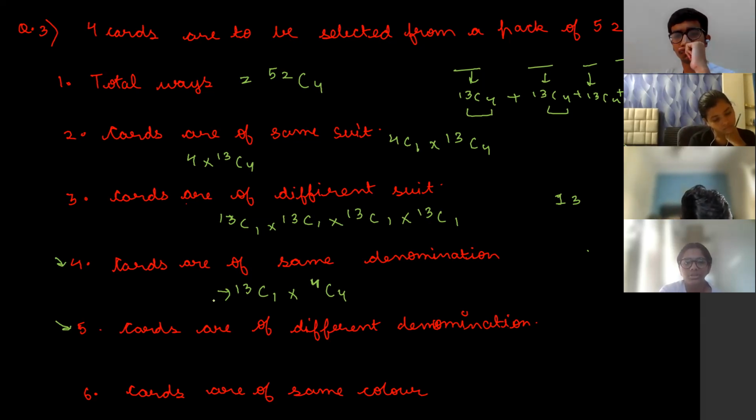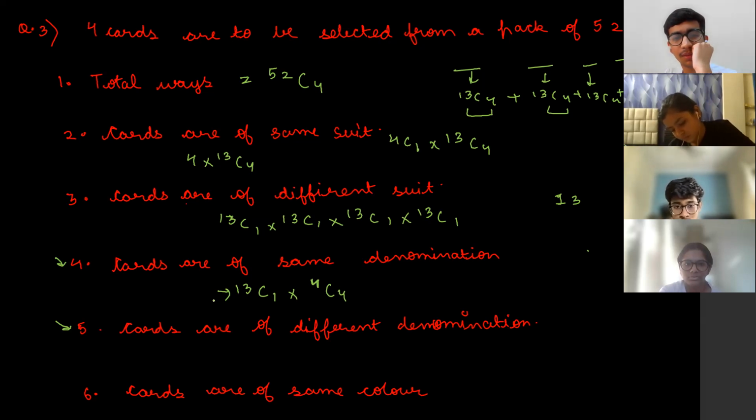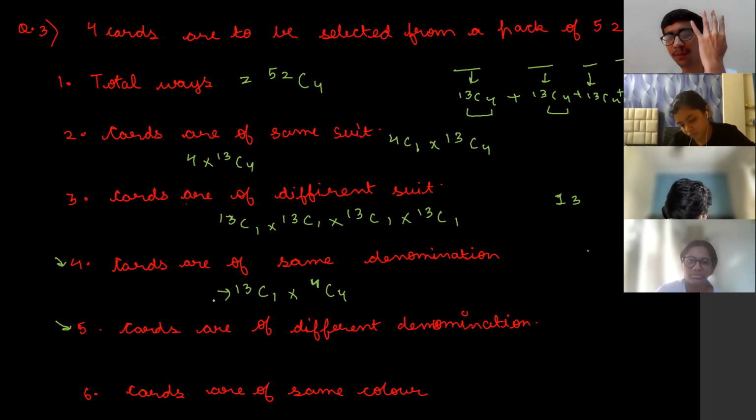So 4C1 into 13C1. Explain how it is 13C1 into 4C1. So it's the same way that you did the third one, where out of 13 denominations, you select one, and out of 4 cards, why only you select one? I have to select cards of different denomination, right? So एक denomination select करने से that won't make sense. I have to select 4 denominations.